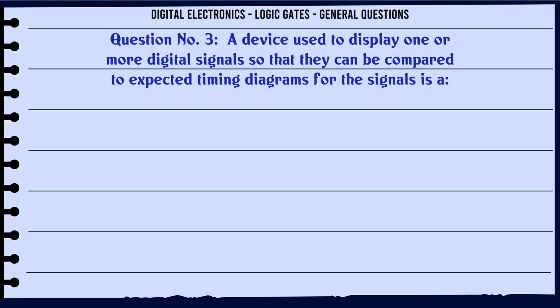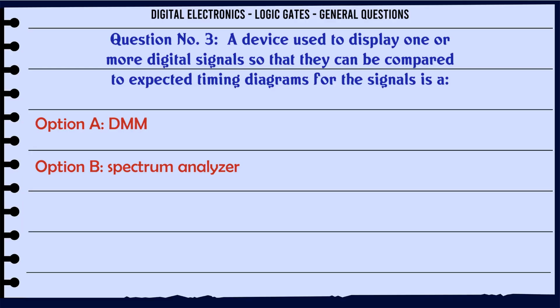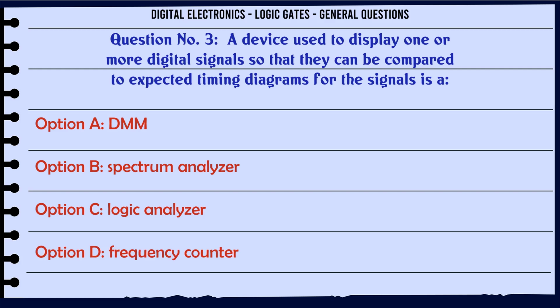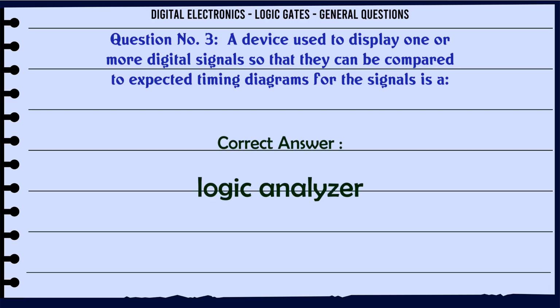A device used to display one or more digital signals so that they can be compared to expected timing diagrams for the signals is: A) DMM, B) spectrum analyzer, C) logic analyzer, D) frequency counter. The correct answer is logic analyzer.